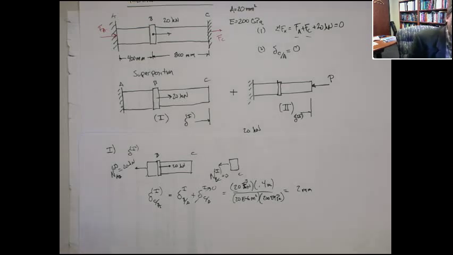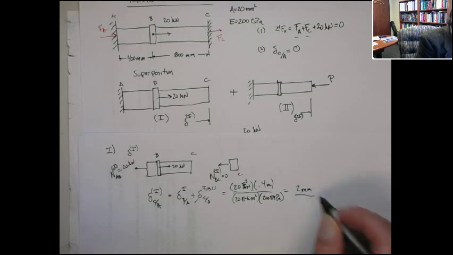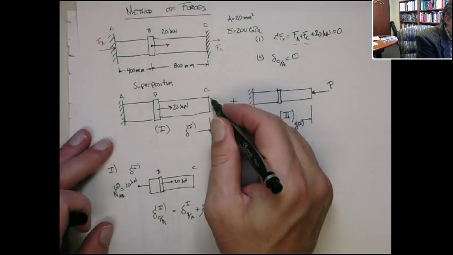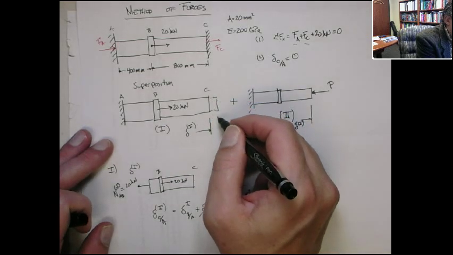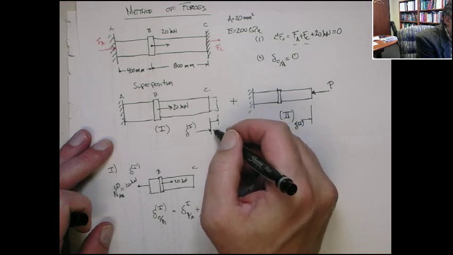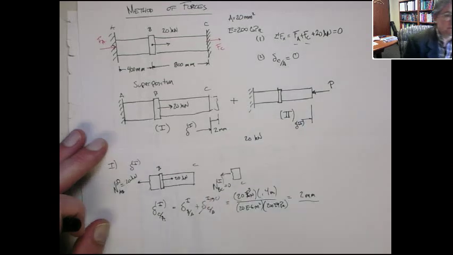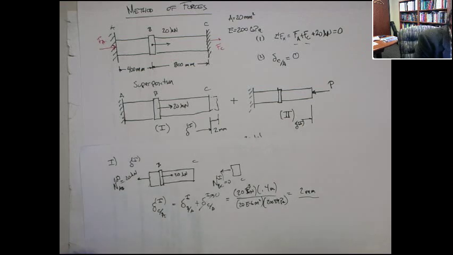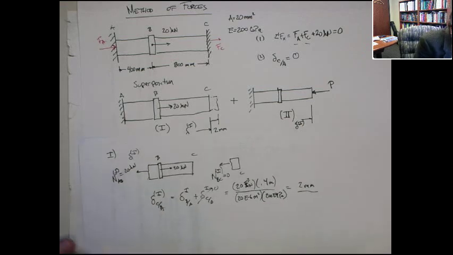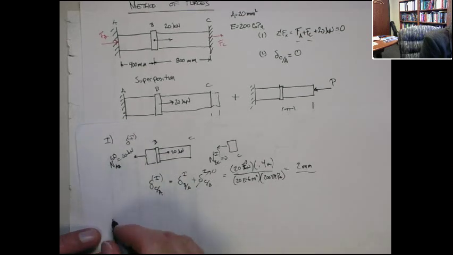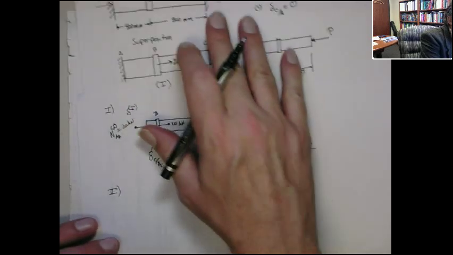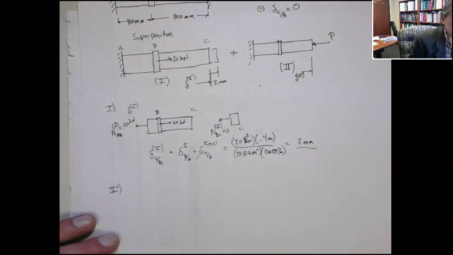So my guess was kind of a ballpark, right? So that said, if we just consider this load alone, this point moves out 2 millimeters. Okay? Now let's just consider P. And I'm going to assume P is 1 kilonewton, because of the scale. You can assume it to be anything. We're just going to do this sort of logic argument of scaling it so it equals 2 millimeters.